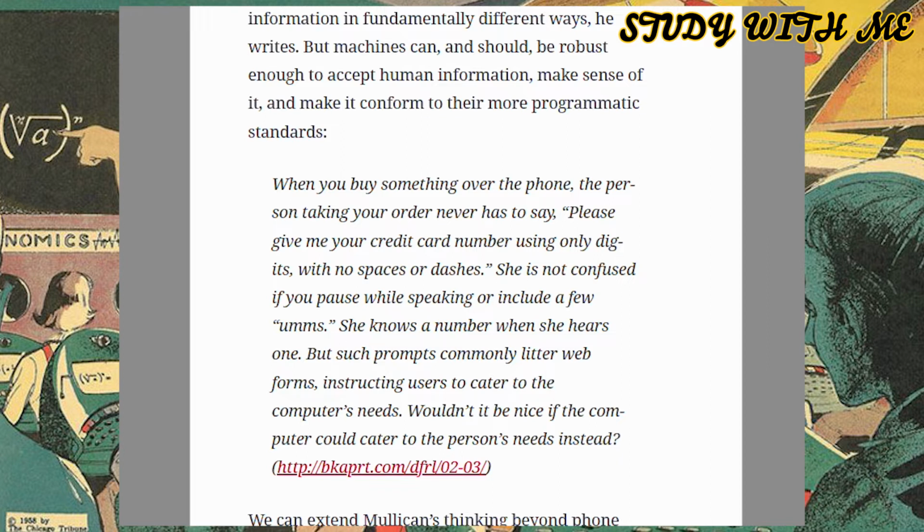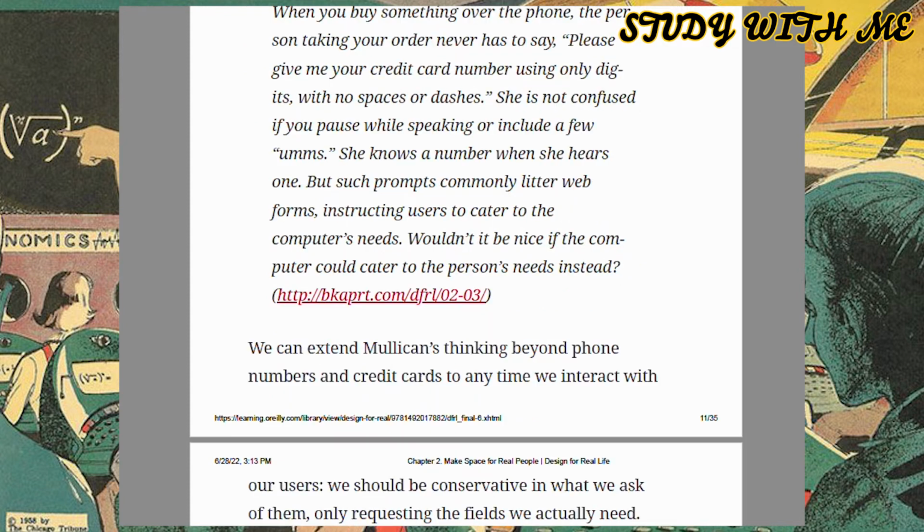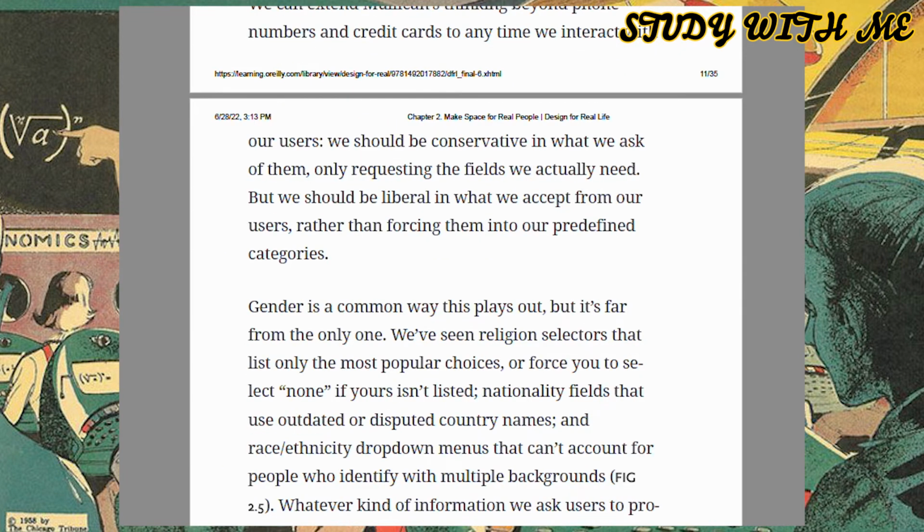We can extend Mulligan's thinking beyond phone numbers and credit cards to any time we interact with our users. We should be conservative in what we ask of them, only requesting the fields we actually need. But we should be liberal in what we accept from our users rather than forcing them into our predefined categories. Gender is a common way this plays out, but it's far from the only one.